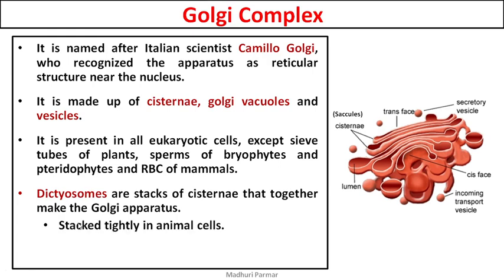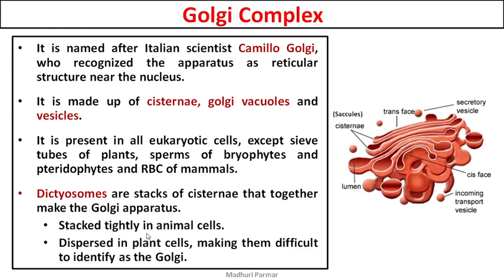They are normally stacked very tightly in the animal cells, one above the other. You can visualize, or very well observe, these Golgi complexes, and they are very tightly organized. So, stacked tightly in animal cells, while they are dispersed in plant cells. Dispersed meaning they are not as tightly packed.